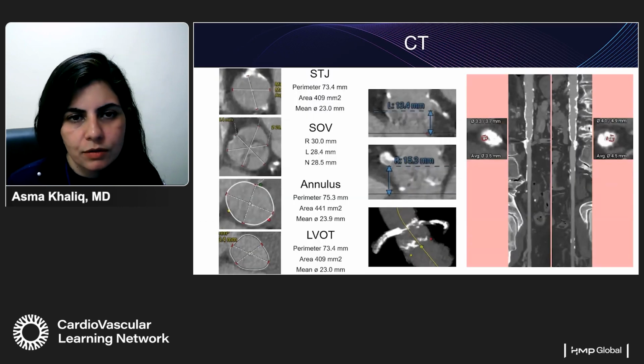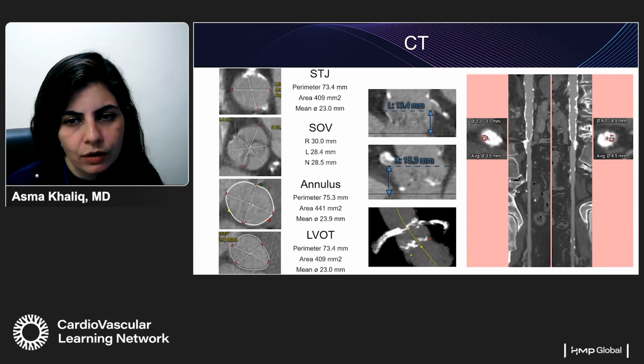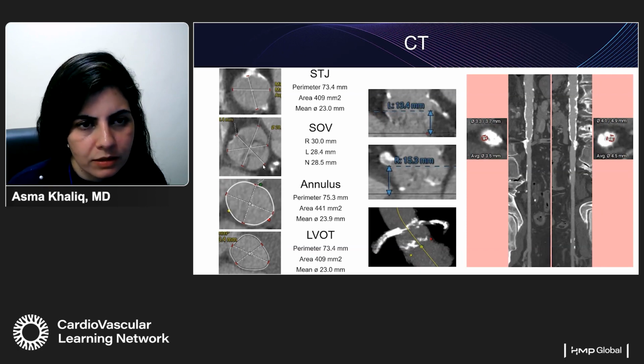Now this is her TAVR CT. As you can see on the right side, the minimal lumen area at the level of the common iliac exit is very small. It's 3.7, and on the left side it's 4.9. This is the rest of her measurements.